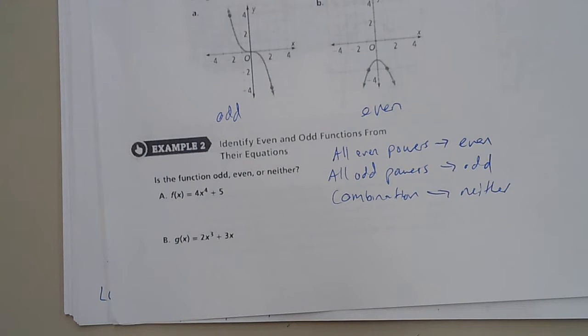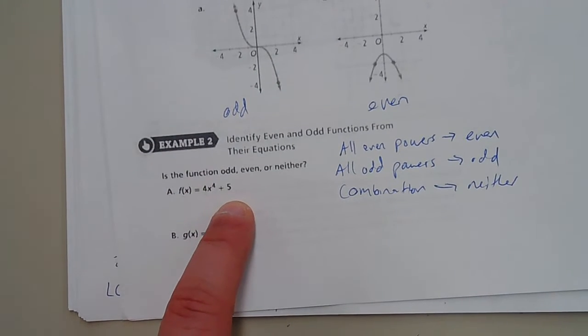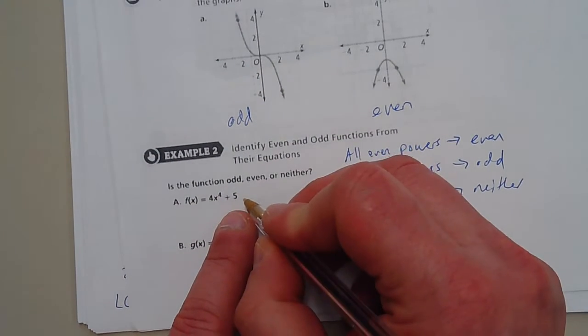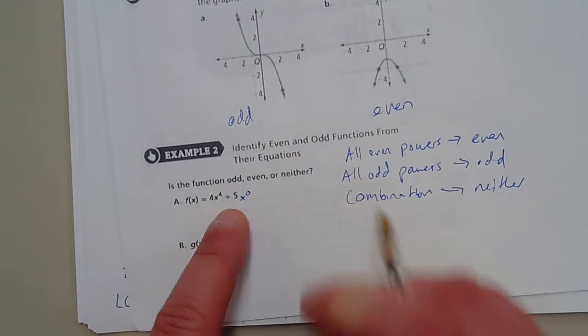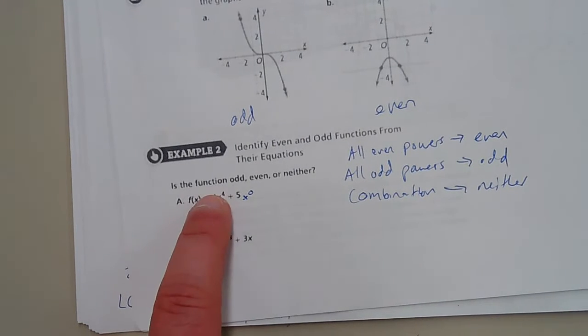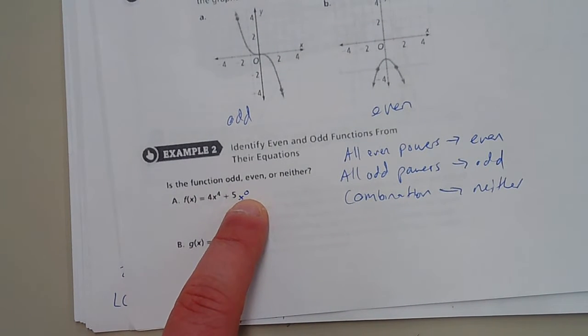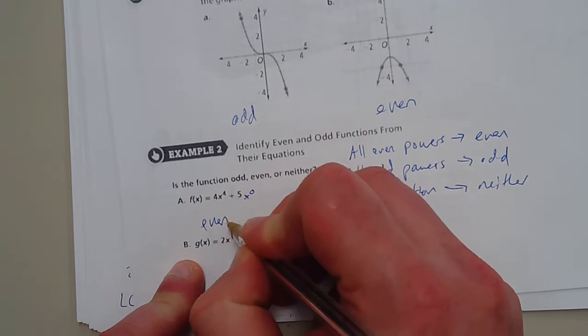Now, let's start right off with this kind of a tricky one here. So we have an x to the 4th, that's even. And then we have a 5. 5 doesn't have an x on it at all. If it did, it would technically be x to the 0, because x to the 0 is 1, and 5 times 1 would be 5. So in this case, that's even. And 0 behaves like an even, because 0, 2, 4, 6, 8, it's in the evens in terms of numbers. So this is going to be an even function.